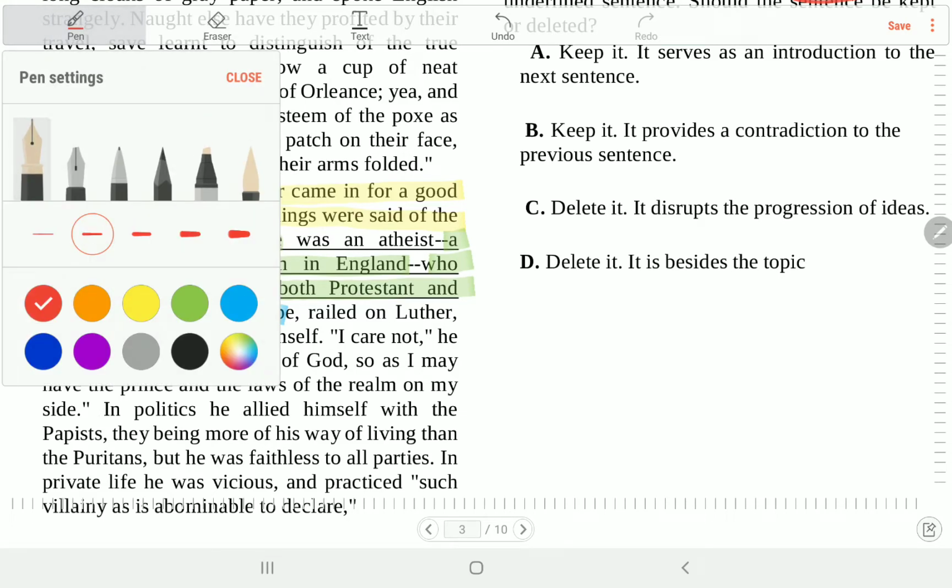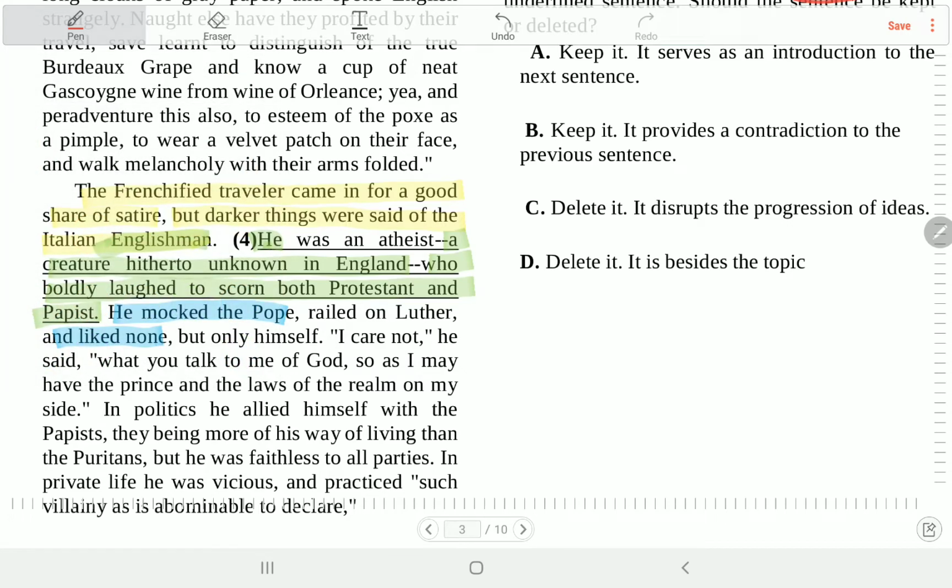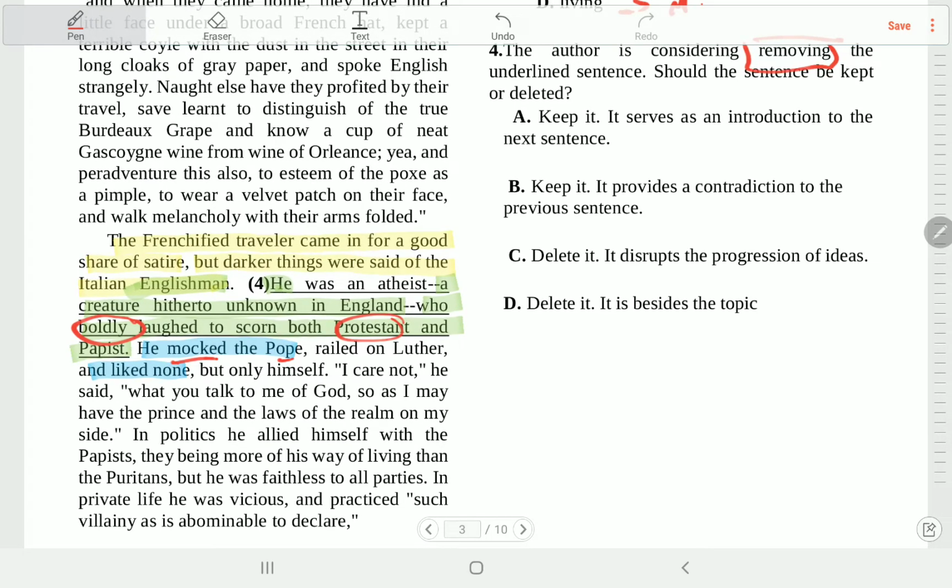انت مش حاسس ان هو elaborate؟ يعني هو بيقول ان the sentence he laughed boldly على ال Protestant وال Papists. So how did he laugh? He mocked the Pope. So I think it should be kept. Okay. طيب keep it. شوف بقى keep it. It serves as an introduction to the next sentence. Yes, it introduces when he said he mocked the Pope. طيب قبلها قال ايه؟ ان هو he was an atheist so he laughed and scorned both the Protestant and the Papist. Okay. So keep it. It provides contradiction to the previous sentence.